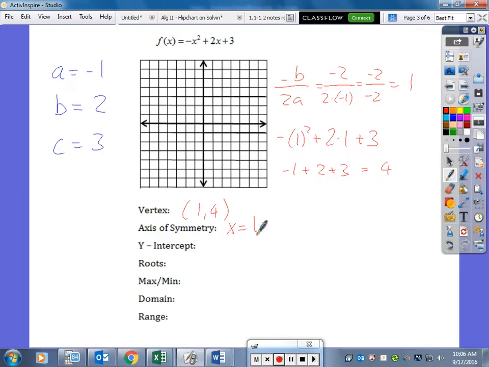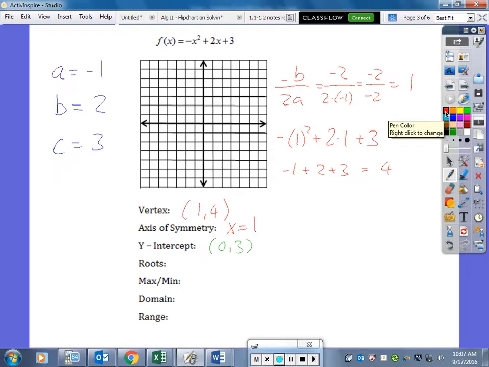Then let's now find our y-intercept. If the first term turns to 0, the second term turns to 0, 3 is all that's left. c is equal to 3, so our y-intercept is (0, 3). That gives us enough information to go ahead and now graph our parabola.